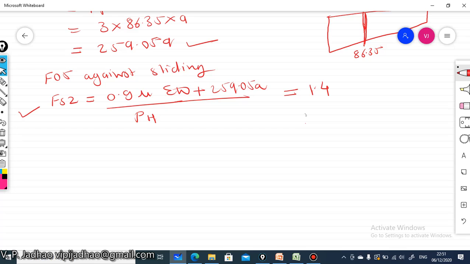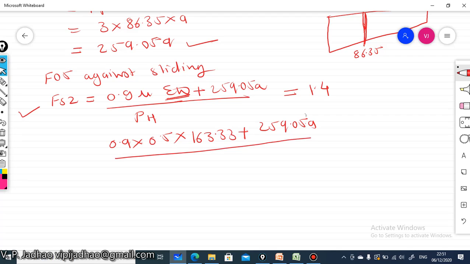Now we know most of the values except the value of A here. Just put all the values here. So 0.9, we have mu is equal to 0.5. We have calculated the value of summation of W earlier itself, that was 163.33, plus 259.05 into A, divided by PH. It is also calculated, 67.69. So this is equal to 1.4. From this we can get A is equal to 0.085 meter, that is equivalent to 90 mm.